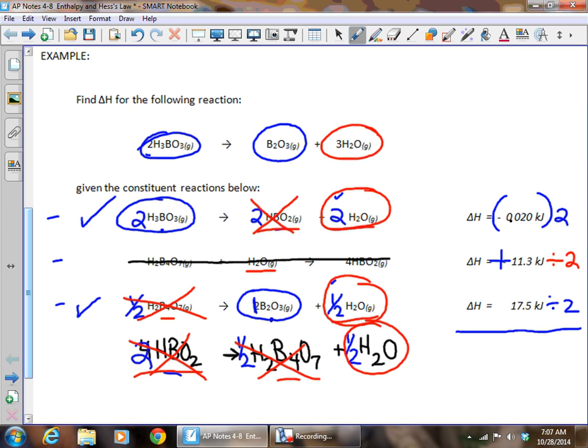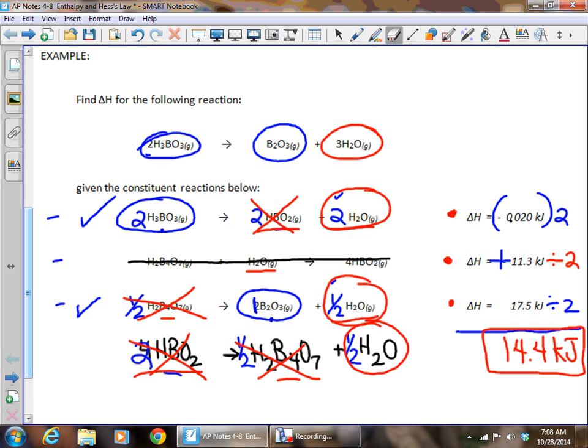Now, what we're going to do next is to simply add all of these up. We're going to multiply this one by 2. We're going to divide this one by 2. And we're going to divide this one by 2 and then add them up. The only one that's negative now is the top one. When we get done, we should end up with 14.4 kilojoules for our heat of reaction. And since it is for a specific reaction, you could say per mole RXN.